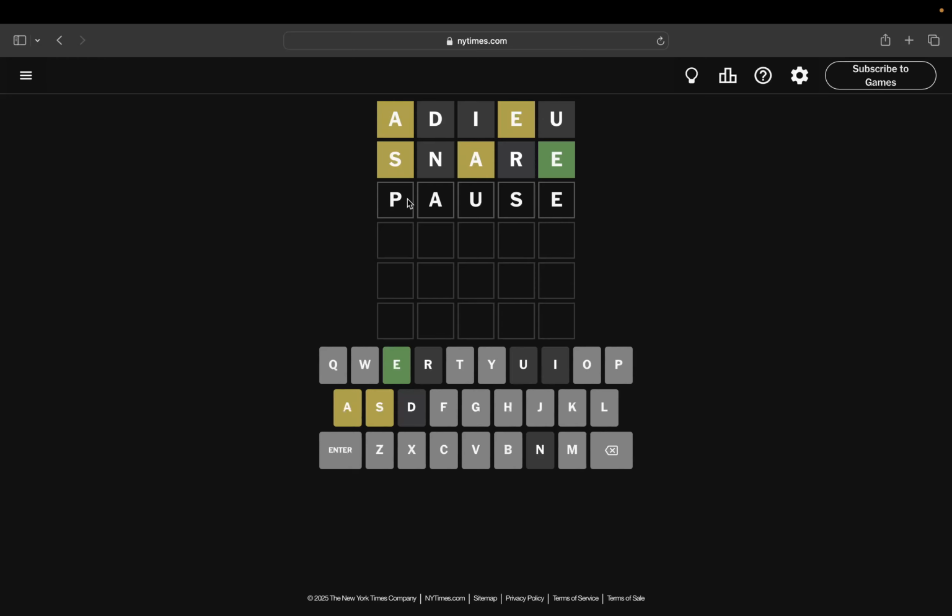Let's see if this makes sense. P, A is here where it's not before. That's good. U is our... Oh, no, there's no U. Darn. Okay. I was going to say parse would be another one, but there's no R. So let's paste. A there, an S, an E, and a T.